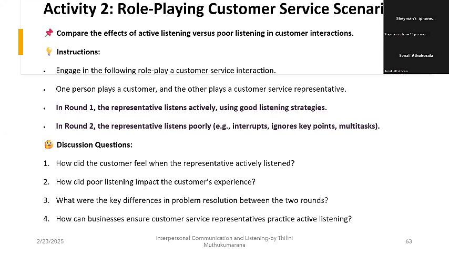In the first round, the representative listened actively using good listening strategies. In the second one, they listened poorly. Depending on those, I have drafted four questions. I'll give you another 5 minutes. It's okay if you can draft one answer for each. Don't stress yourself. Let's see how you're going to answer this. I'll give you another 5 minutes.